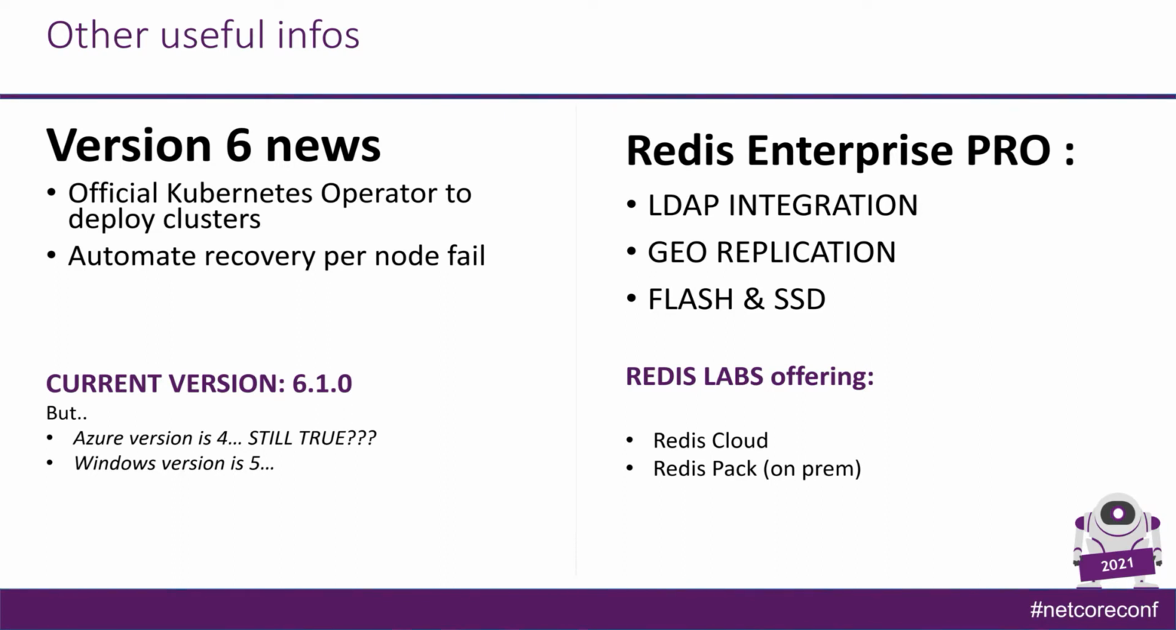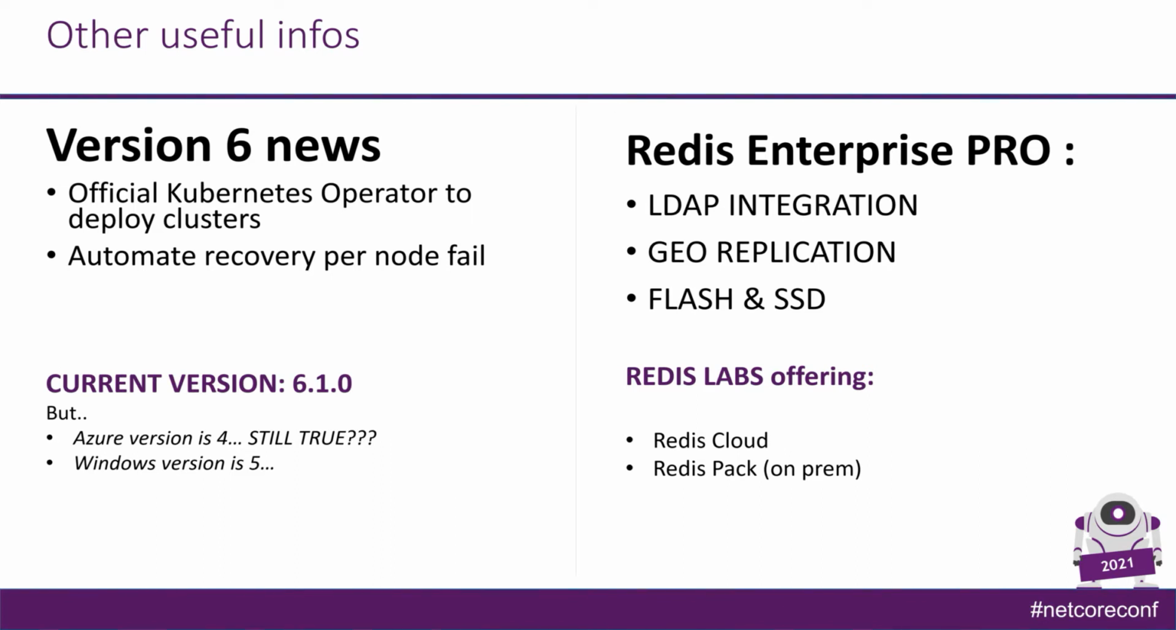But what is the difference between the open source version and the enterprise version? Yeah, the main difference is that when you deal with Redis, you are dealing with RAM, because your Redis database, even if it can be persisted to disk, must be queried only in memory. So if you want to have a huge Redis database, you have to deal with a very, very large amount of memory, in terms of RAM.